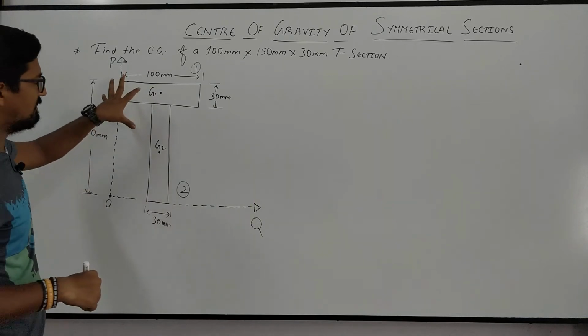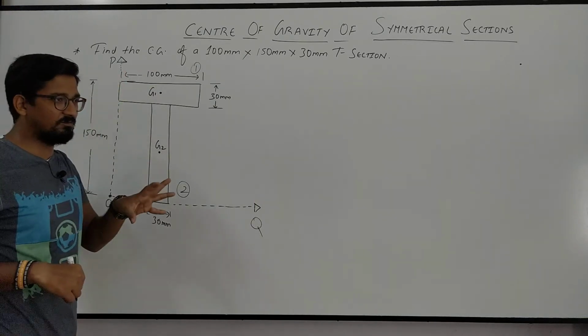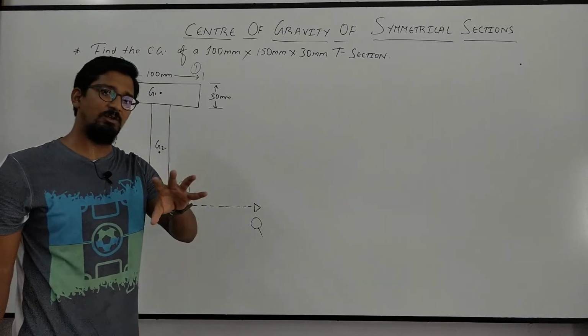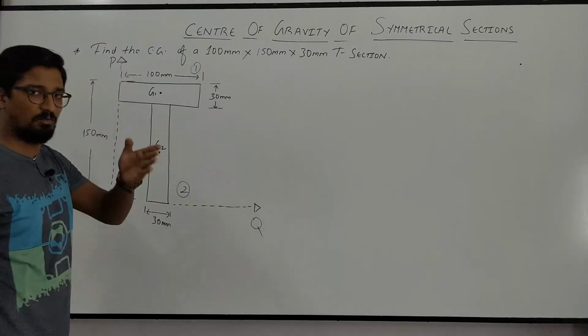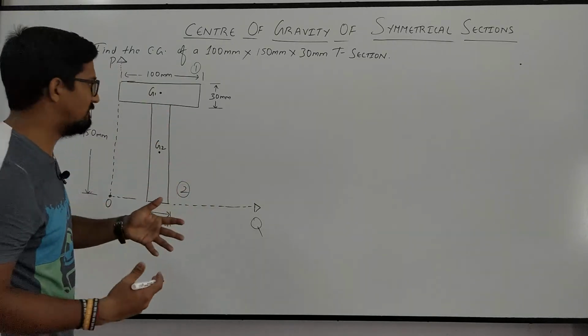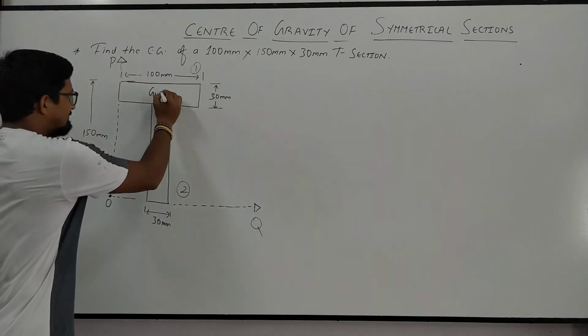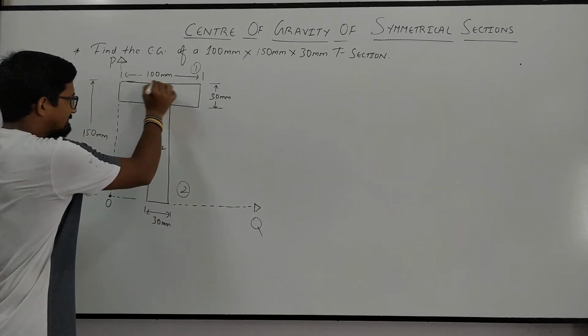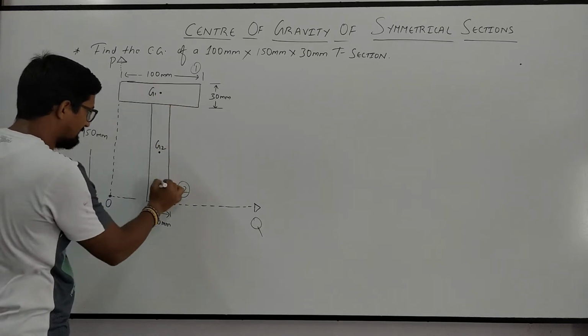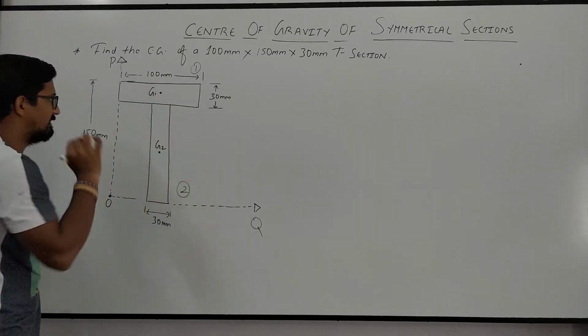For the CG location of some common basic areas, you can refer to my earlier videos in my playlist Moment of Inertia. There you will get the formulas for common basic areas. For rectangle 1, the CG will be located at the center, and the CG of this rectangle will be located at this point, correct?